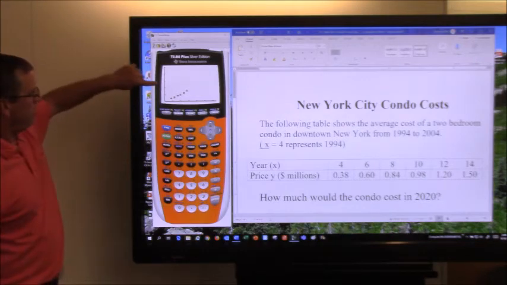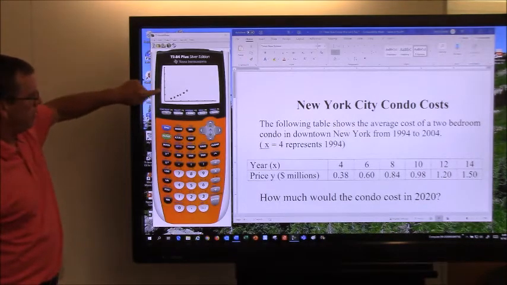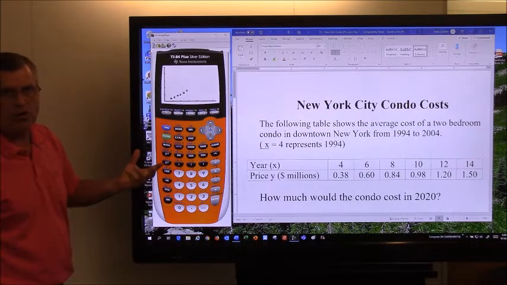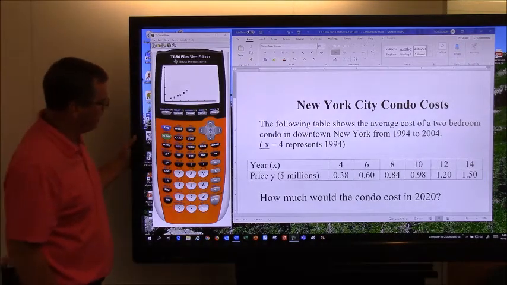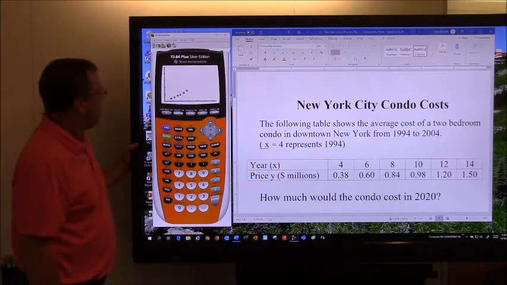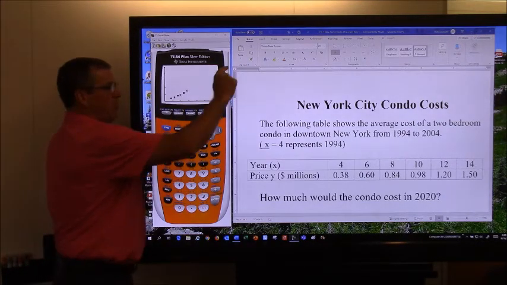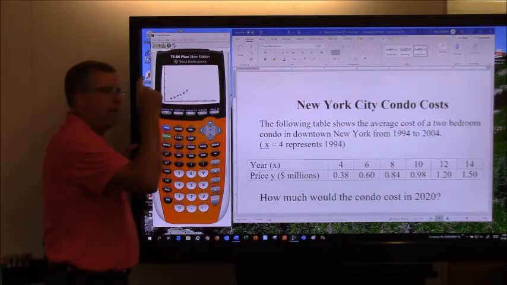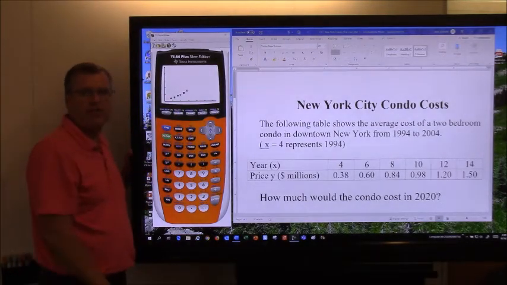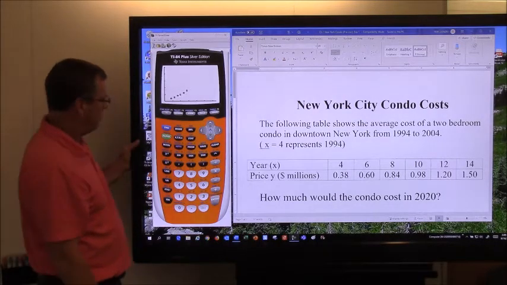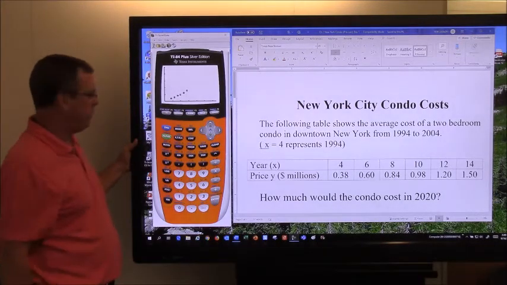Now I'm not going to see labels like price of a New York condo or time in years. I'm not going to see that on here. I just have to know that's what my graph represents. Okay? All right, so now what I want to do is, instead of drawing what I think is the best fit line, I want the calculator to actually figure it out. What is the best fit line? Okay? And so we're going to tell the calculator to do that.